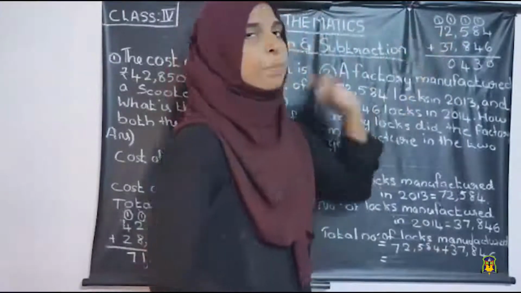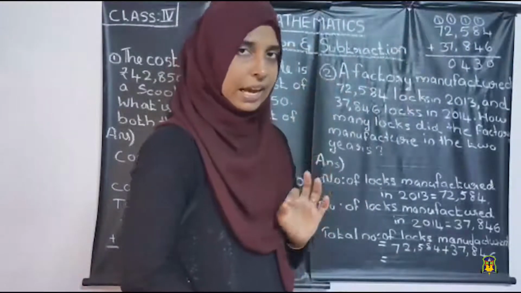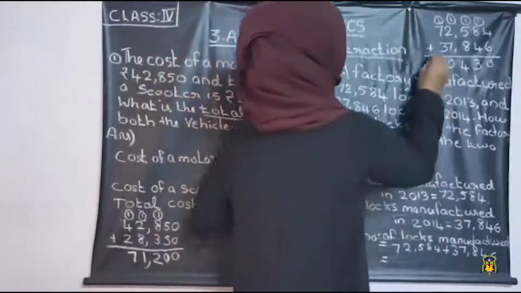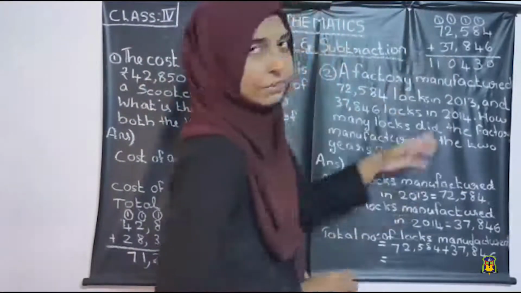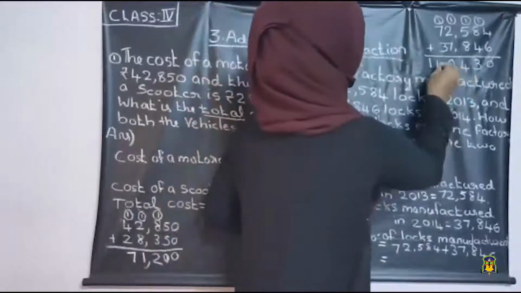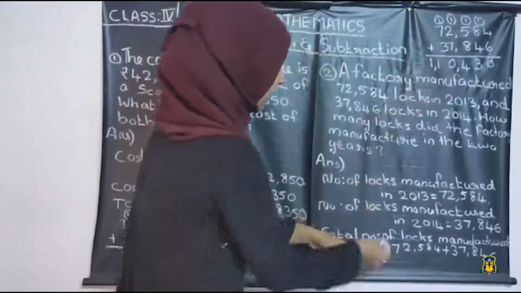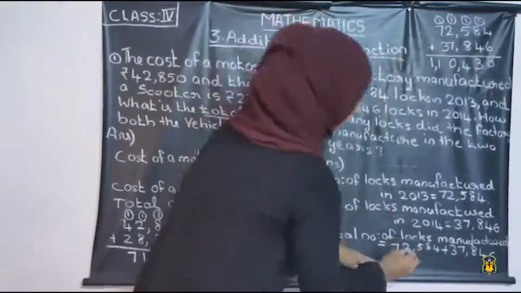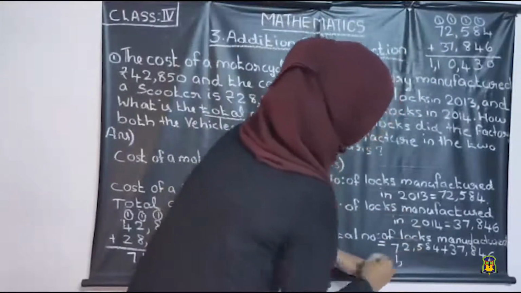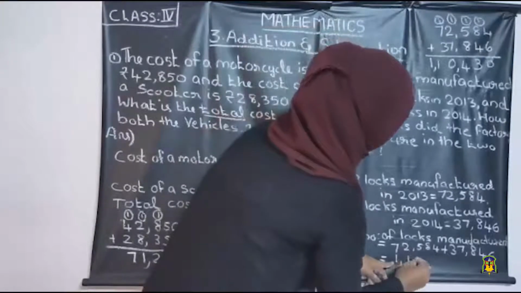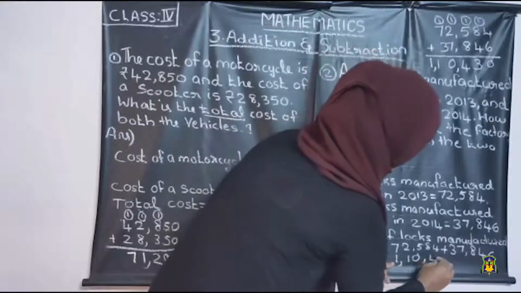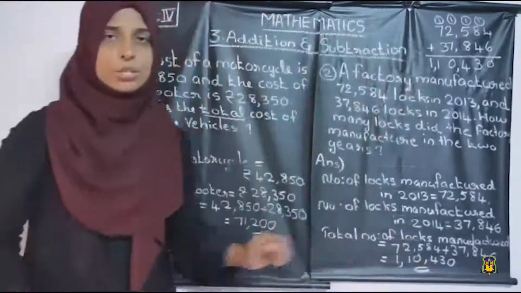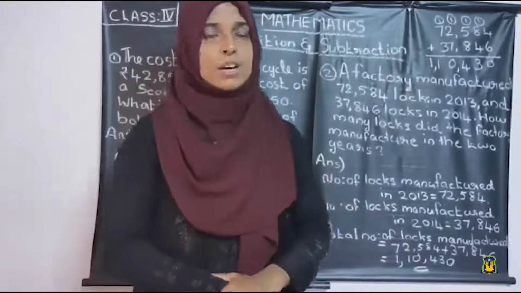Next, what is 7 plus 3? It is 10. 7 plus 3 is 10 and 10 plus 1, 11. So we want to write 11 here. We can put the comma also now. Okay, so the answer is 1,10,430. We can write the answer here. Okay, understood how we find the answer?